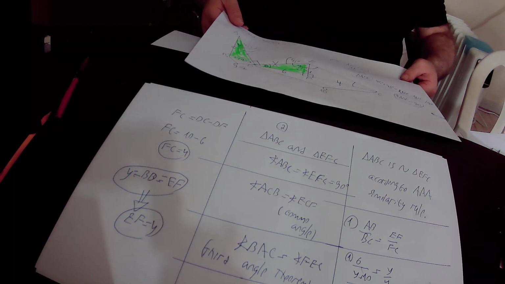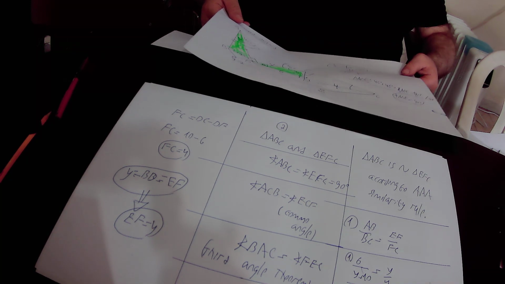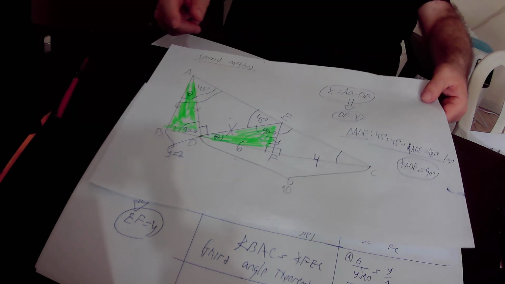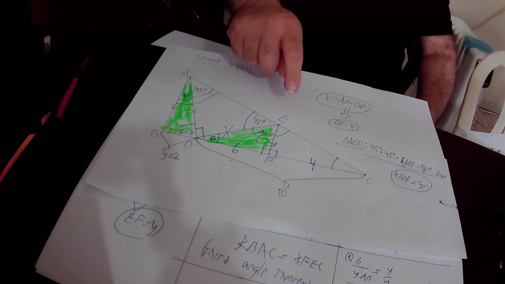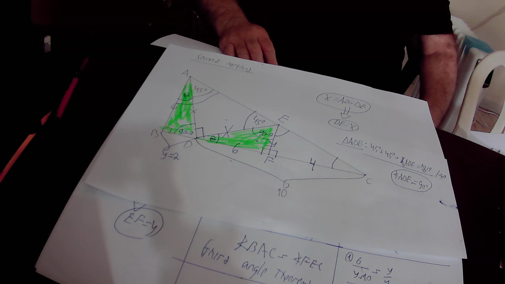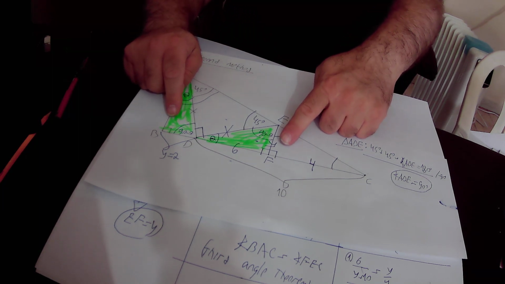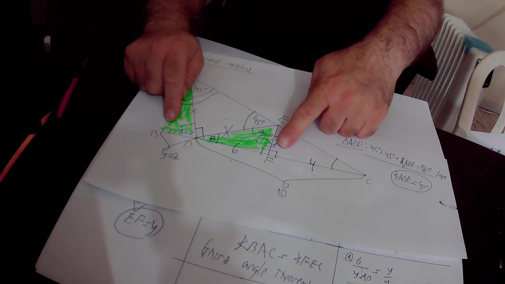Then we proved that the right triangle ABC is similar to the small right triangle EFC. Why are those two right triangles similar to each other? First of all, both have this angle, a right angle equal to 90 degrees, so they are equal to each other.